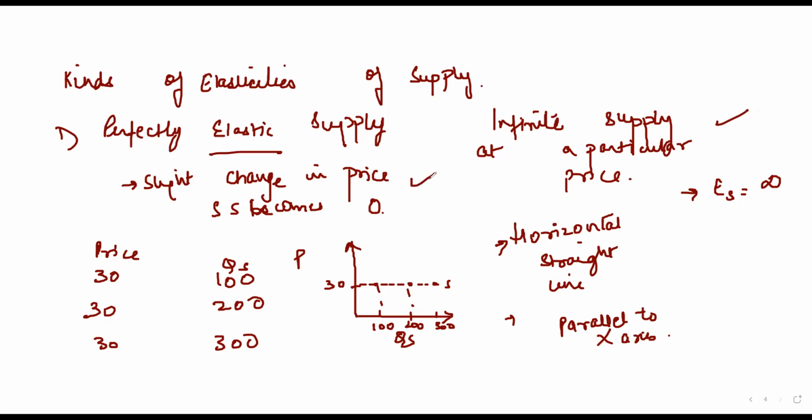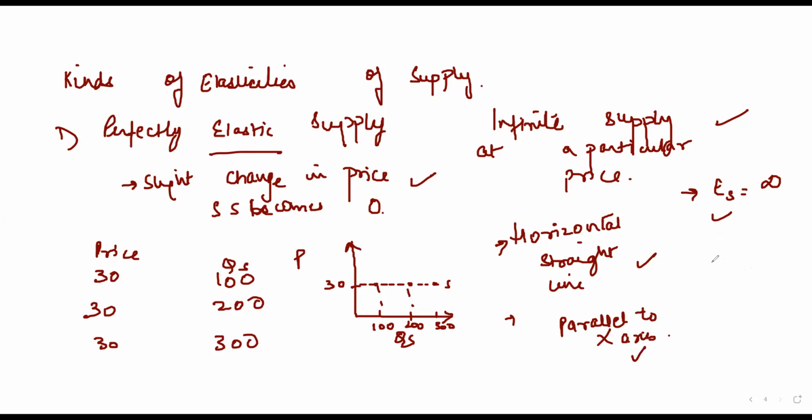And the supply becomes zero with a slight fall in price or change in price. Okay. So if there is this kind of a situation, then we say that the supply is perfectly elastic. And in such a case, what you observe is that the value of ES is infinite, right? The supply curve which you get is a horizontal straight line. It is parallel to the x-axis.